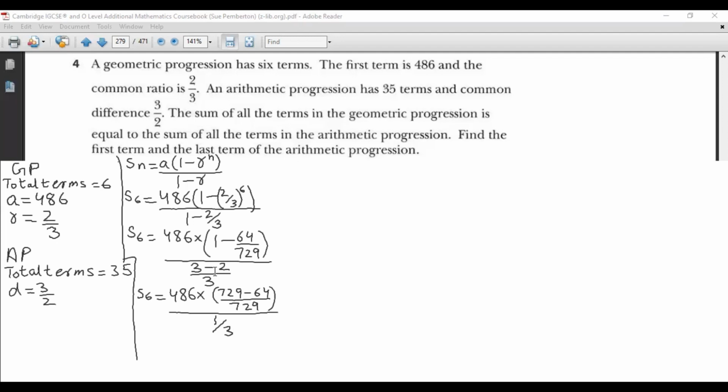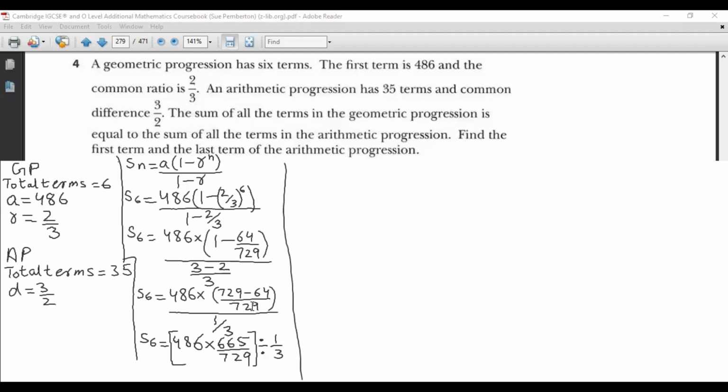Okay, so now S6 equals to, sorry, 486 into 729 minus 64. This will become 665 over 729, and this whole thing will be divided by 1 over 3. I've written my denominator separately. Okay, so it will be easier for me to work it out.